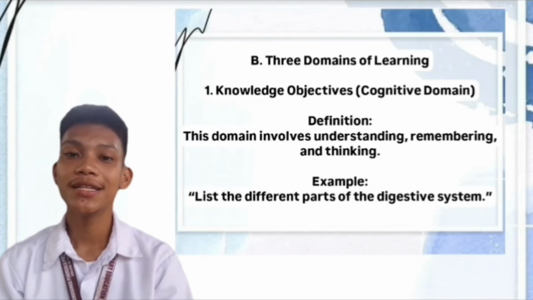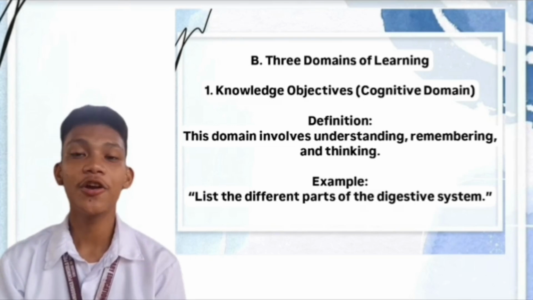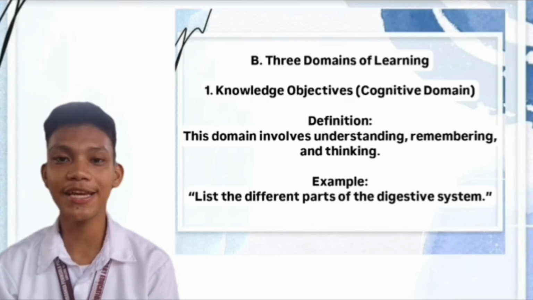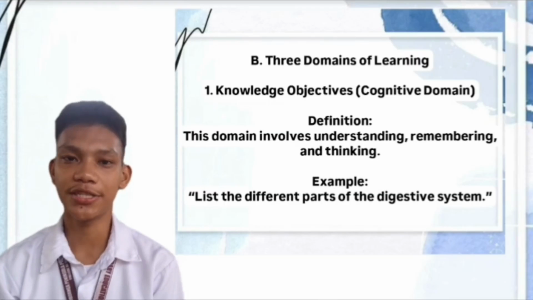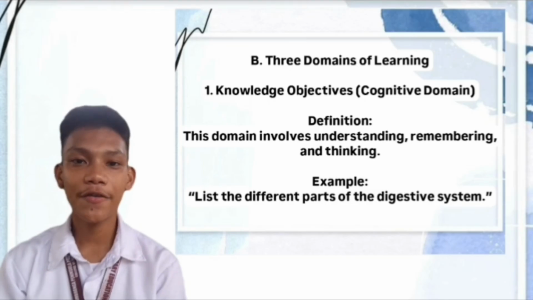Now that we have completed the guiding principles, let us proceed to the major categories of objectives. These are the three domains of learning. First is the knowledge objectives, or what we call the cognitive domain. This domain involves understanding, remembering, and thinking. It forms the foundation for processing information and building concepts. For instance, to list the different parts of the digestive system.